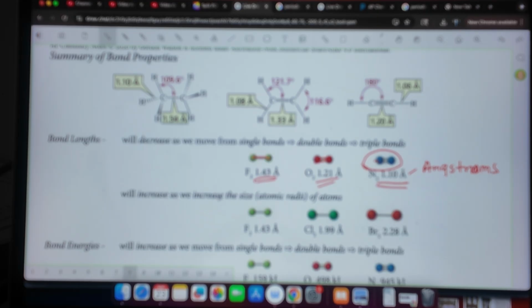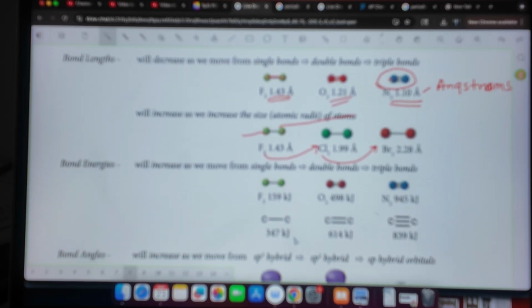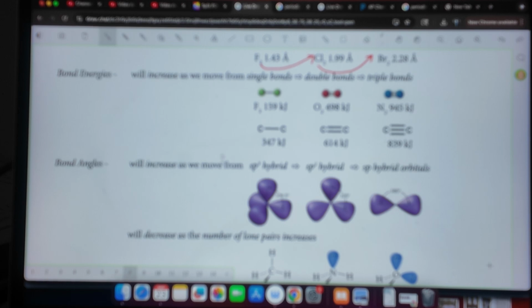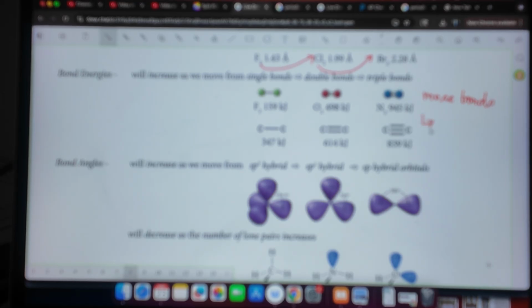All right. And then it'll also increase with the atomic radii of atoms. So here we have a single bond, and as we increase the size of the element here, we will also increase the size of the radii. Here, now this talks about bond energy. Bond energy will increase as we move from single bonds to double bonds to triple bonds. That makes sense. The more bonds, the stronger the bond, aka, what do they call it? Bond energy.